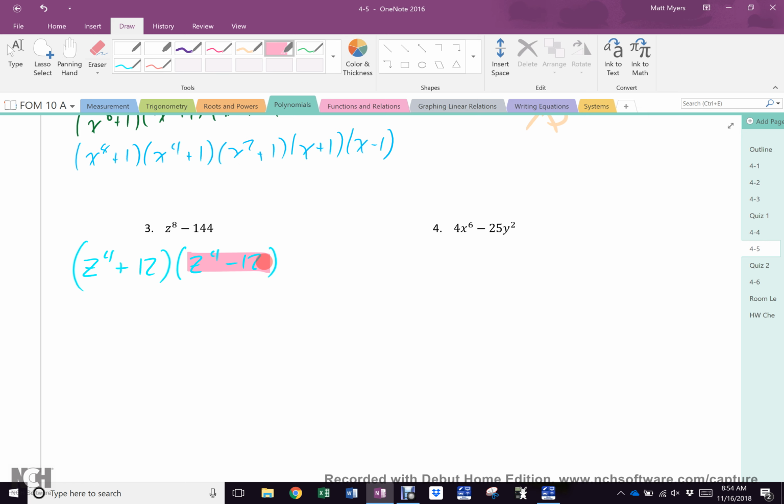What's different in 4? There's 2 numbers. But if the first one and the second one are both perfect squares, can I follow my rules? Are they? What's the square root of 4? 2. What's the square root of x to the 6th? X cubed. Plus, what's the square root of 25? 5. What's the square root of y squared? Y. Then I just write it again.